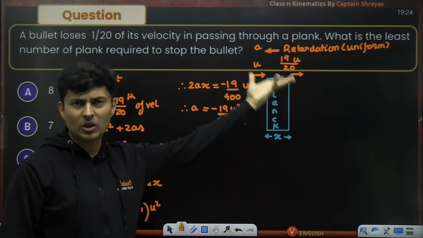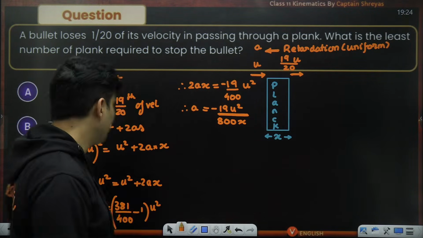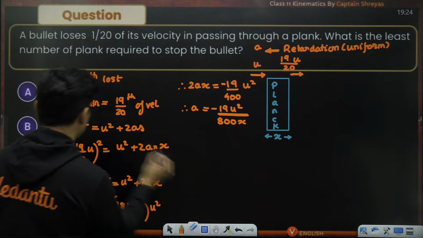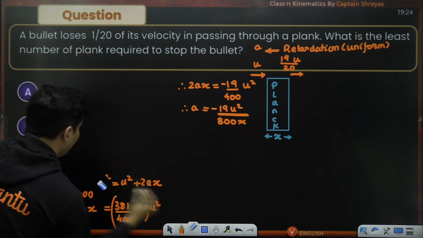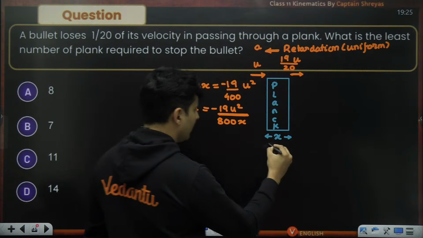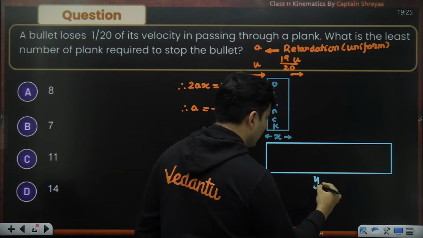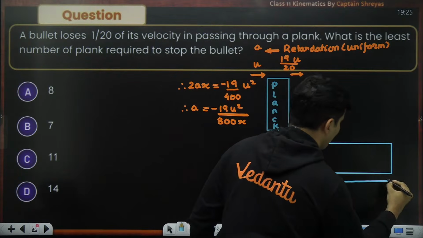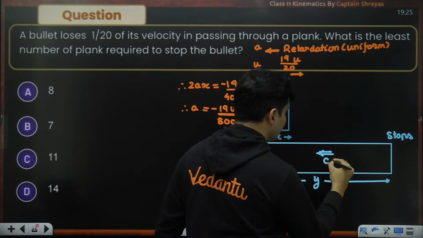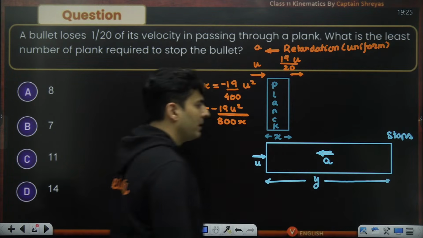It is negative because it is retarding, and this will continue in the remaining planks. That is the concept that we'll have to use. So imagine this journey continues, but I don't know for how long. Let me assume that distance to be y, after which it completely stops. In this journey, it had the same retardation, same initial speed. How much is this stopping distance?